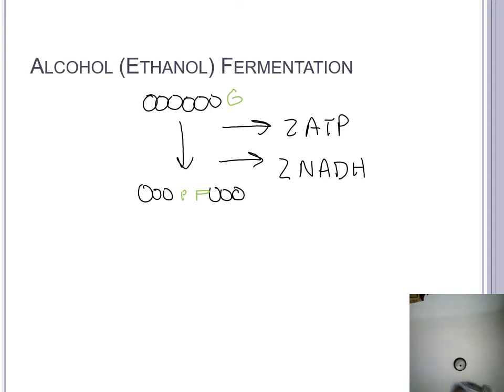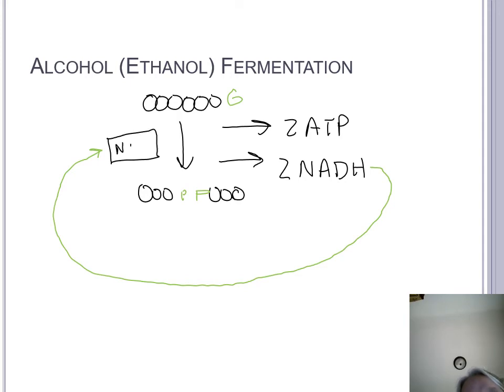And here's the added little step. What we're going to do is we're going to take the electrons from NADH and we're going to dump them out on the pyruvates, and we're going to regenerate just regular old NAD+ molecules. We'll have 2 of them. So I've taken the electrons from the NADH and I've dumped them out on the pyruvates to give me 2 empty boxes in the corner.